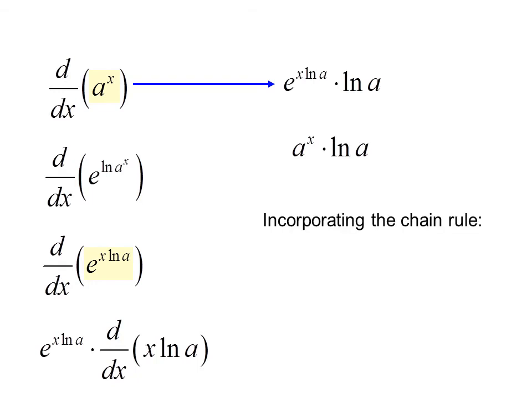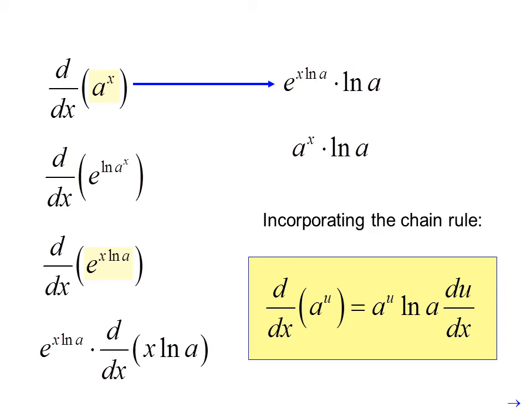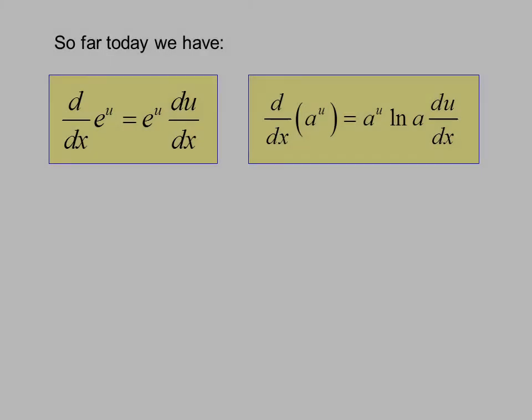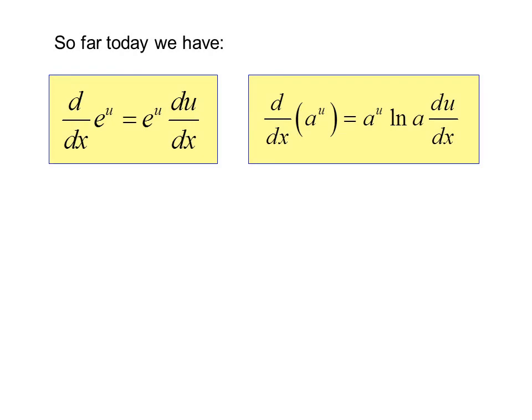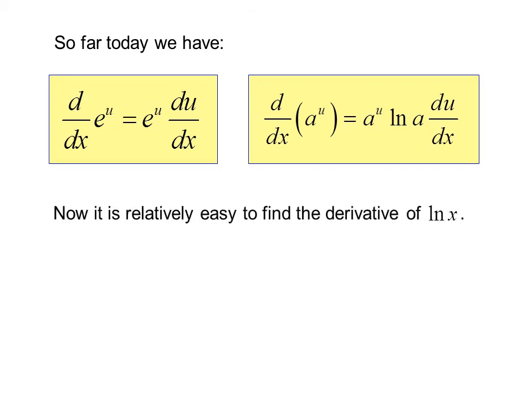Incorporating the chain rule, we get d dx a to the u equals a to the u ln a du dx. So far today we have d dx e to the u equals e to the u du dx, and d dx a to the u equals a to the u ln a du dx. Now it is relatively easy to find the derivative of ln x.